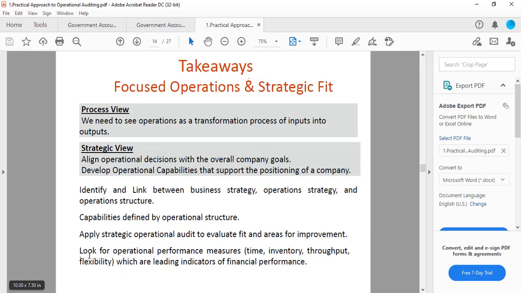Then we look for operational performance measures. We have mentioned this already in part one in terms of time, inventory, throughput, and flexibility. Since these items, if properly managed and identified, would spell good profitability for the business. So these are leading indicators of financial performance.